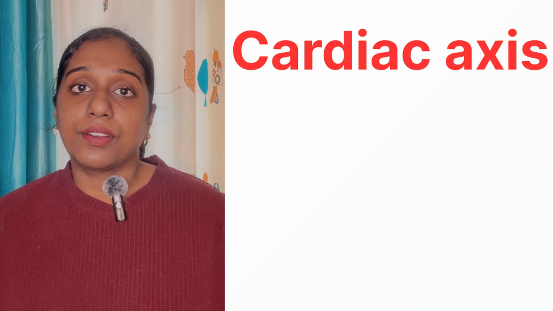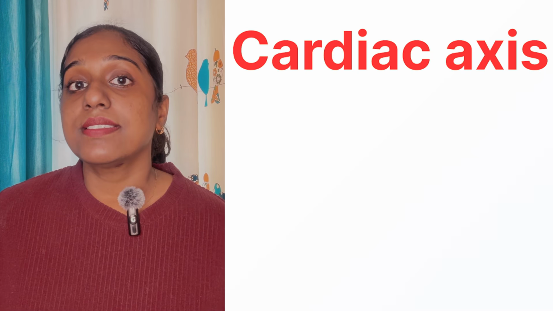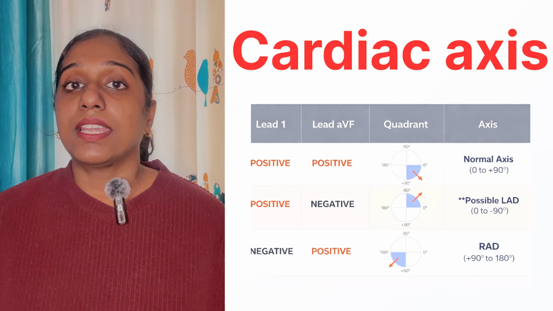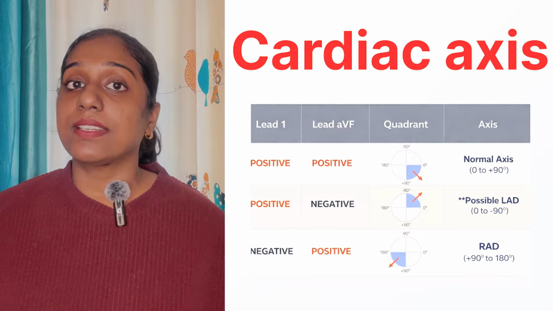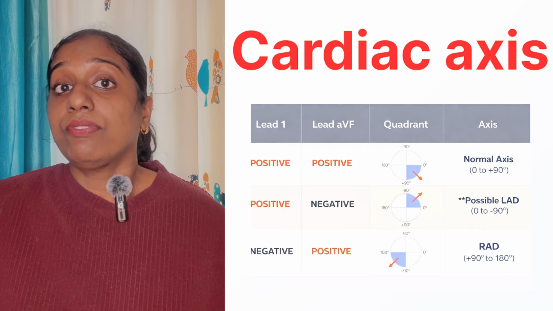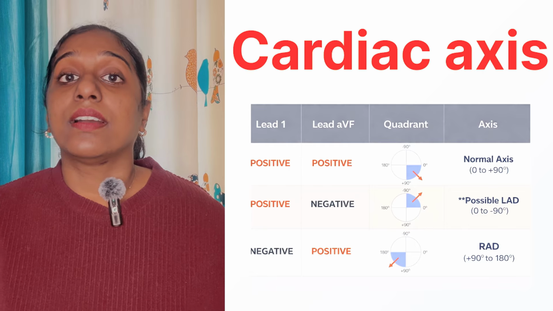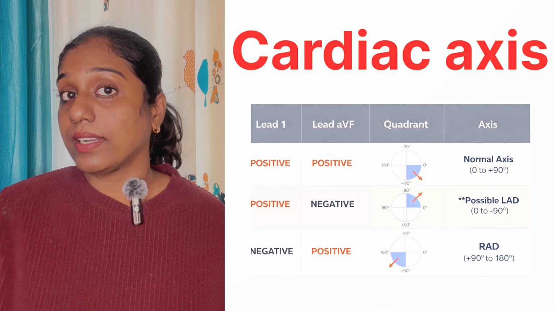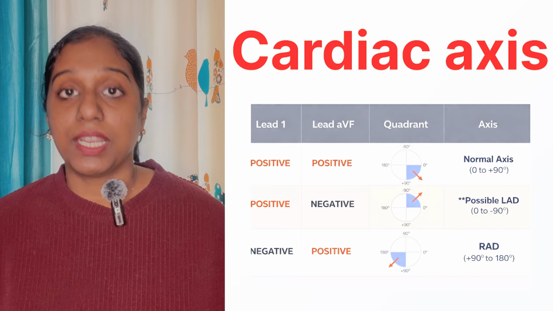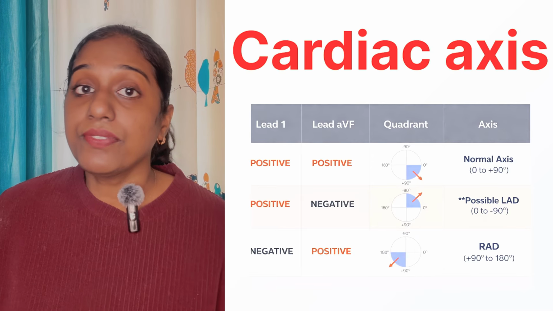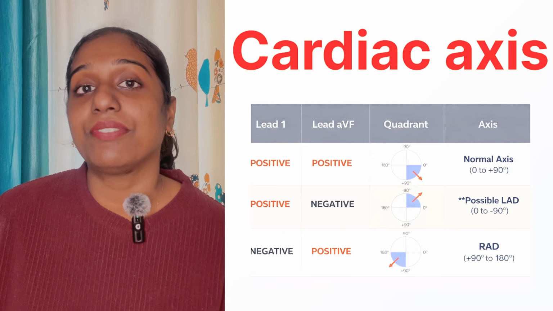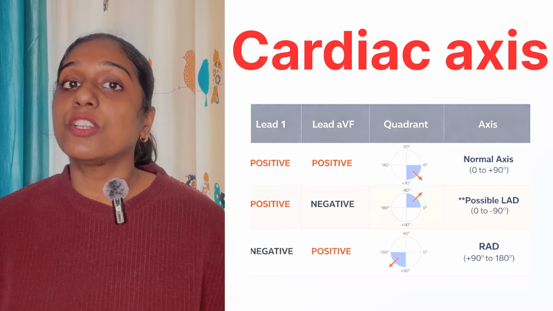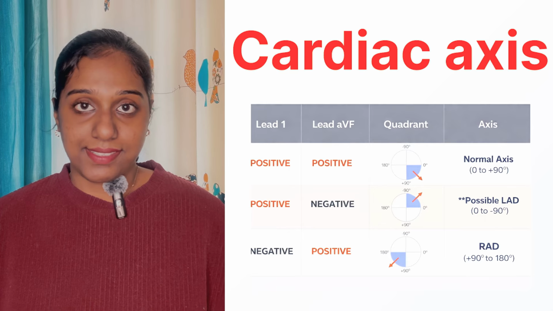Next is cardiac axis. You can consider my right hand as lead 1 and my left hand as AVF. If lead 1 and AVF are both positive, then it is a normal cardiac axis. If lead 1 is negative and AVF is positive, that means lead 1 is the right hand, so right axis deviation. If my left hand, that is AVF, is negative and lead 1 is positive, then you will get a left axis deviation. So this is an easy method to find the cardiac axis.